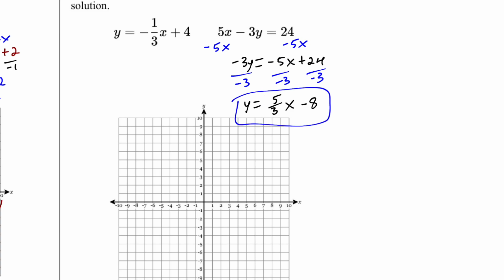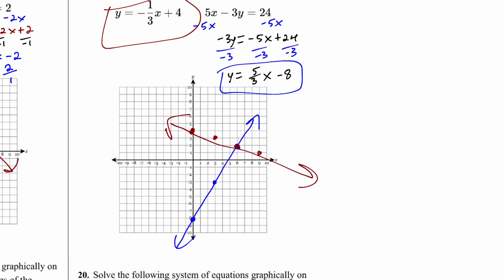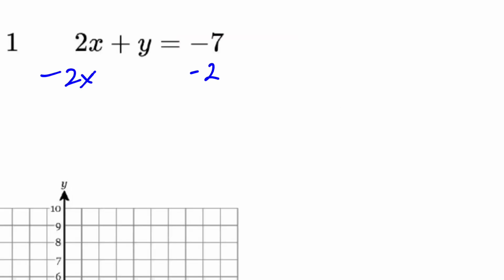So let's graph this. I start here at -8. I go up 5, right 3. And I can do that again. Up 5, right 3. This is my blue line. Let's graph the red one. Here I am at 4, and I go down 1, right 3. Down 1, right 3. The solution is where the two lines cross. That's at 6, 2.